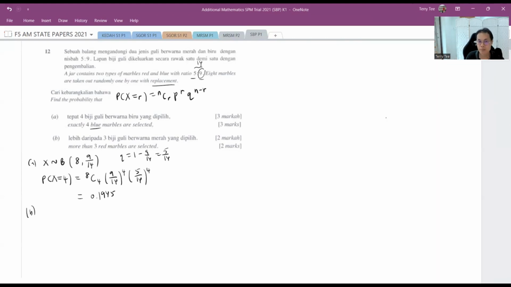Okay, second one. More than 3 red marbles are selected. Now, here's the thing. I'm now finding red. Part A and part B are different. In part A, we're finding blue. In part B, you're finding red. So your n is still 8.